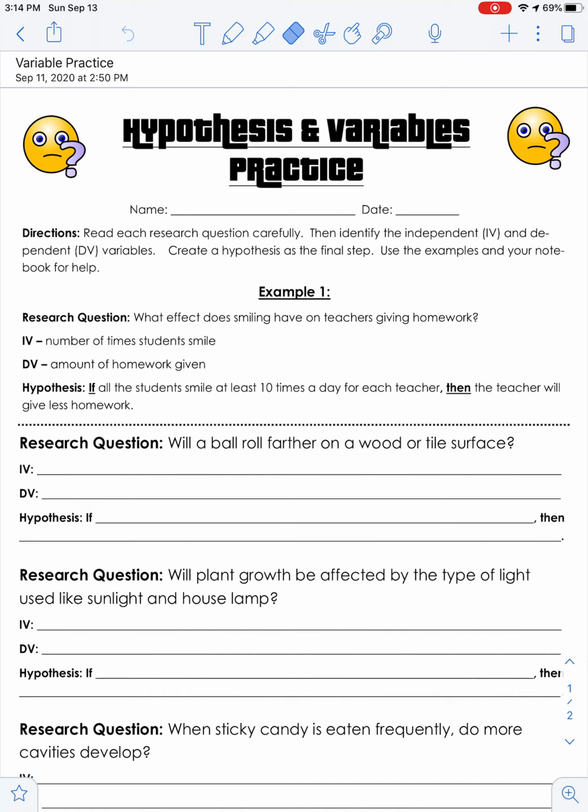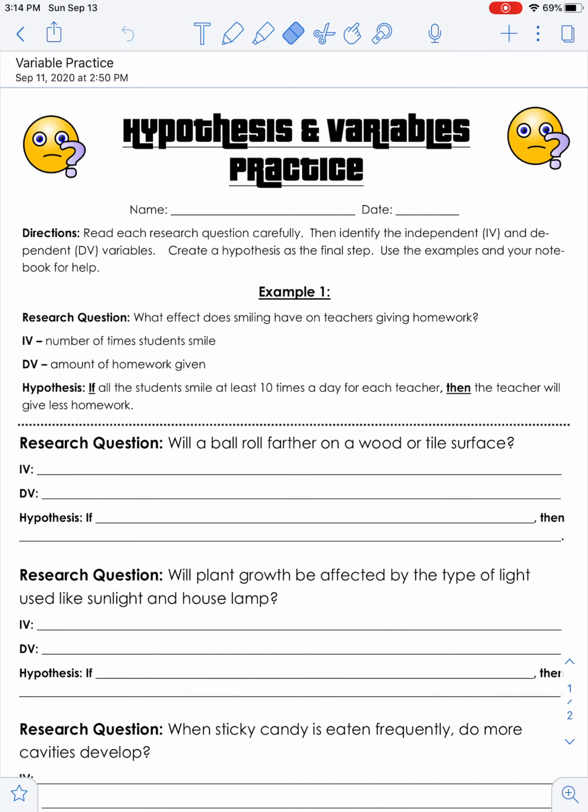Alrighty guys, let's go ahead and go over this document that we did in class today. So the directions say, read each research question carefully, then identify the independent variable and the dependent variable. Create a hypothesis as the final step. Use the examples in your notebook for help.